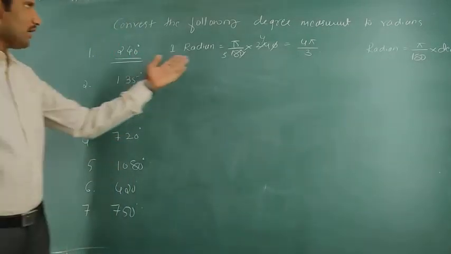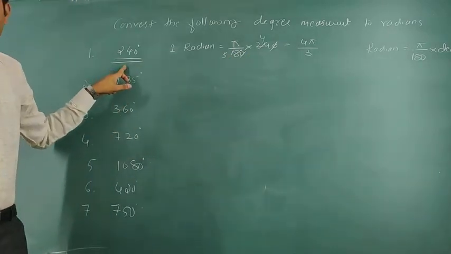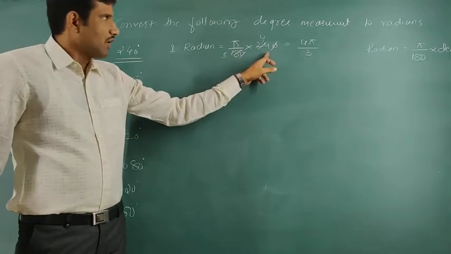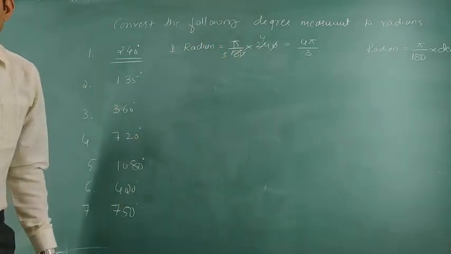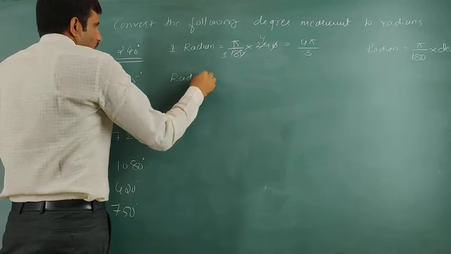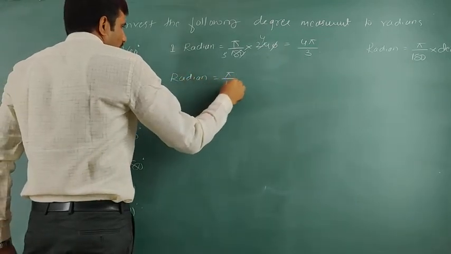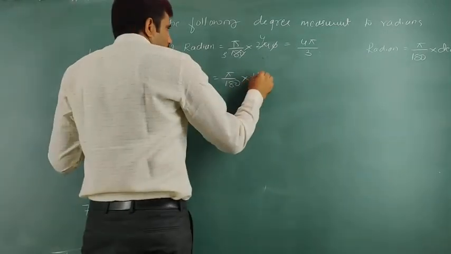Radian is equal to pi by 180 into degree value. What is the degree value? It is 240. Substitute 240 here. Now the zero will get cancelled. 6 fours are 24, 6 threes are 18. The answer is 4 pi by 3 radians. Then second one, radian is equal to the same pi by 180 into degree value. How many degrees? 135.